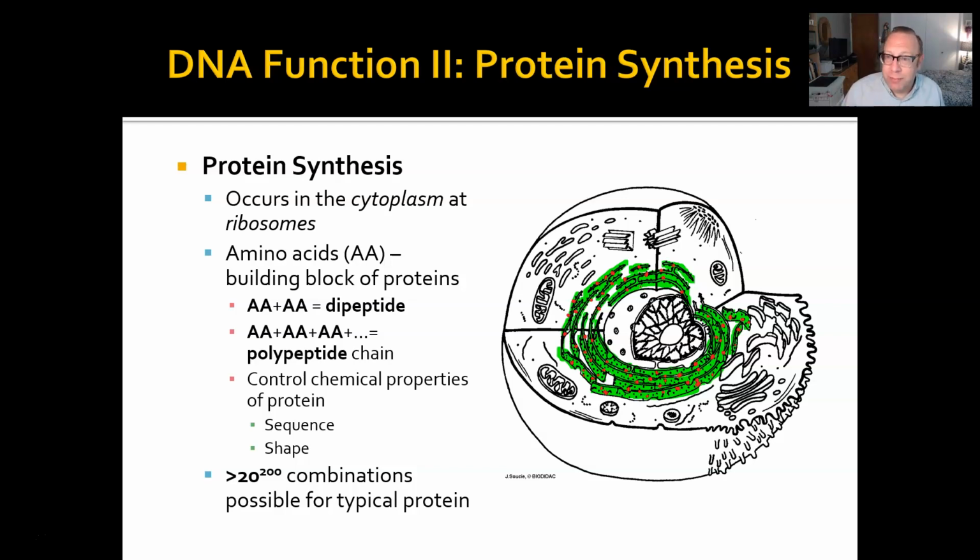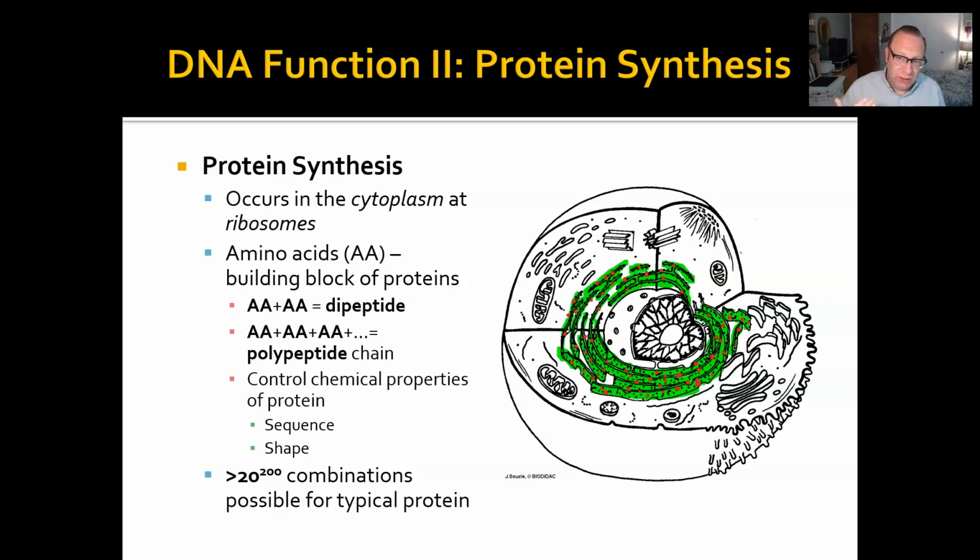The chemical properties of the resulting protein are going to be determined partly, well, mostly, by the exact sequence of the amino acids, but also by the way that those amino acids cause the protein to fold and twist as well.